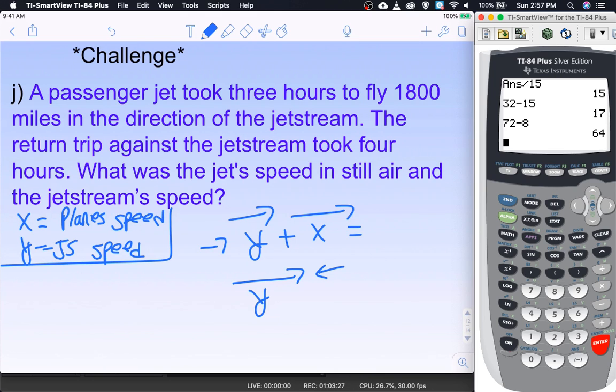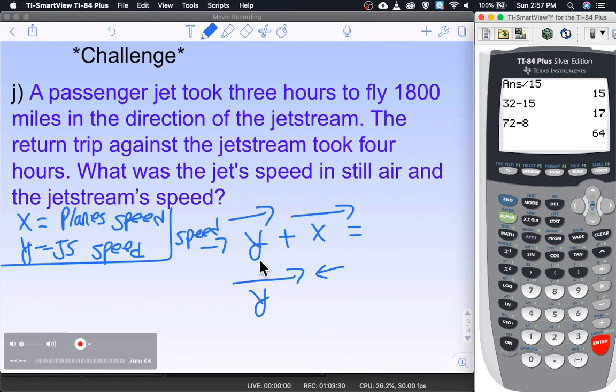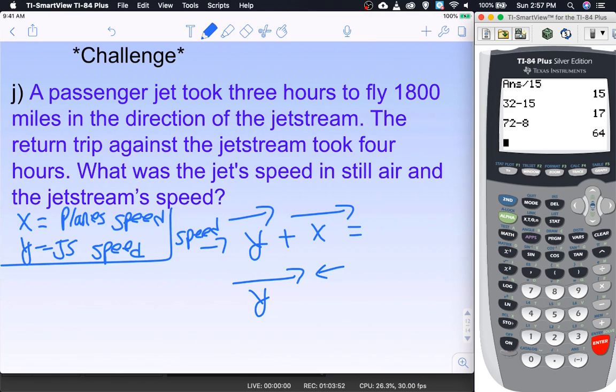And this is all talking about speed. So the plane speed plus the wind speed together gave them a speed. Well, what speed? How fast did they go getting to their destination? Well, we know that it took them 3 hours to go 1,800 miles. What is that speed? Think of miles per hour. They went 1,800 miles in 3 hours. That is a total of 600 miles per hour. They're going in a plane. They're going fast.